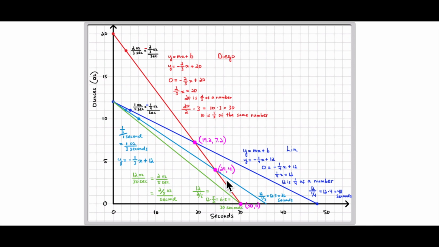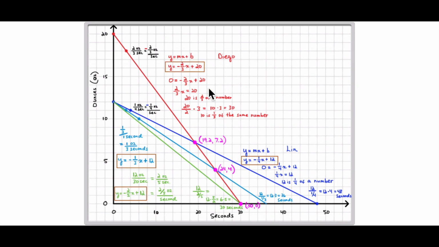And finally, if they drink for 2/5 of an ounce per second, that's faster yet, so it takes Diego a longer time to catch Lynn, and he actually catches her right when he's finishing and right when she's finishing. So they both finish at the same time. So here are the 3 equations.